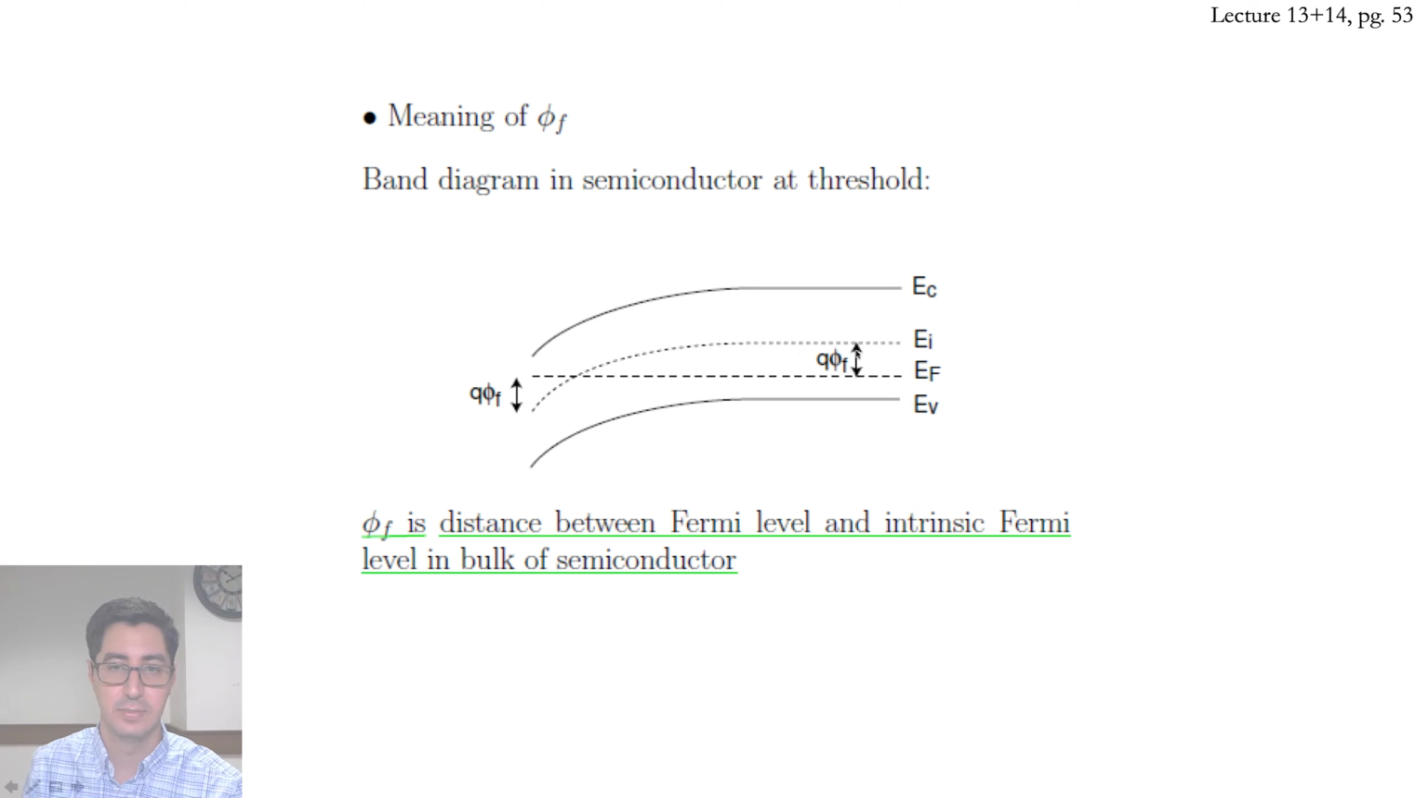So let me just say that a little bit differently. In the bulk, this is what we define phi F as. Phi F we can calculate. It's just EI minus EF in the bulk. For you to have the same electron concentration at the surface, then the bands have to have bent down to where EI minus EF is equal to negative q phi F. And that's what's represented here. See, EI is now q phi F below the Fermi level. And where is this coming from?